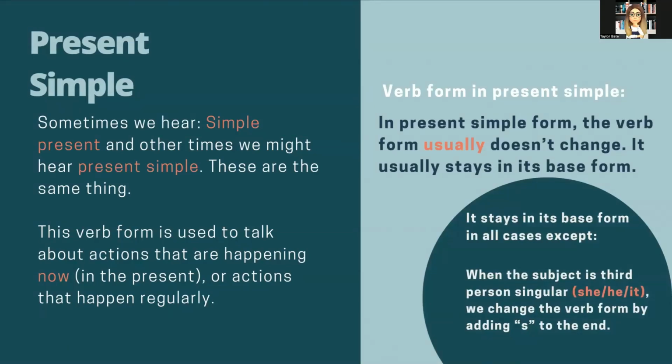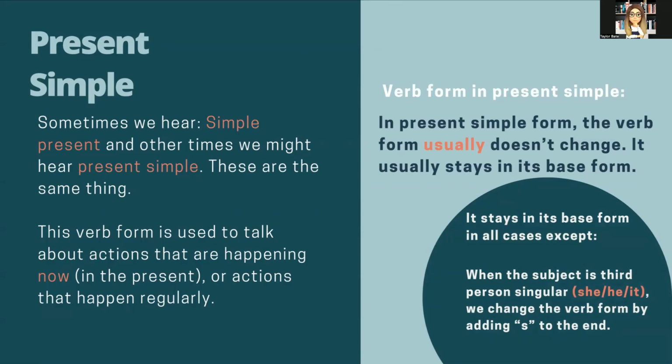And they're also used for actions that happen regularly. So we really use this really commonly for facts and routines. So when I say I drink coffee every day, my verb drink always stays in the V1 form because I do this every day. It is my routine. It is my habit. It happens regularly. In present simple form, the verb usually doesn't change. It usually stays in its base form, like my example. I drink coffee every day.